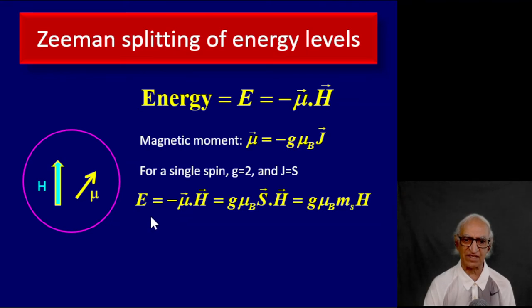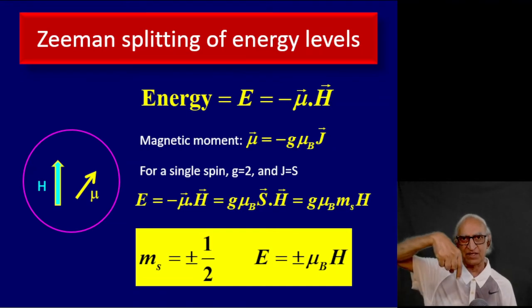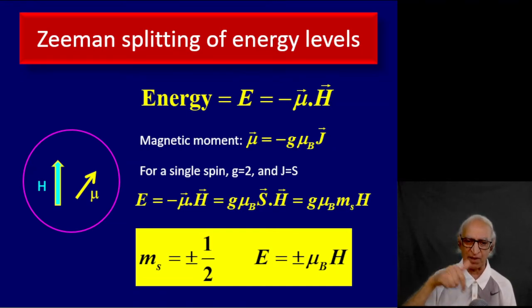Therefore, the energy of interaction is minus mu dot H, which, since there are two minus signs that cancel out, is equal to g Bohr magneton times S dot H, where S is the spin angular momentum vector and H is the magnetic field vector. Now, S dot H is the projection of the spin angular momentum parallel to the magnetic field, usually denoted by M_S. Quantum mechanics tells you that the projection of the spin angular momentum of the electron parallel or anti-parallel to the magnetic field is either plus half or minus half.